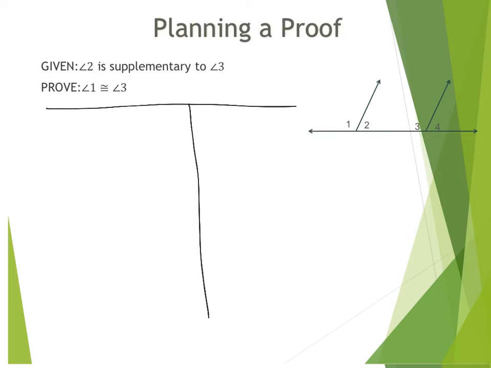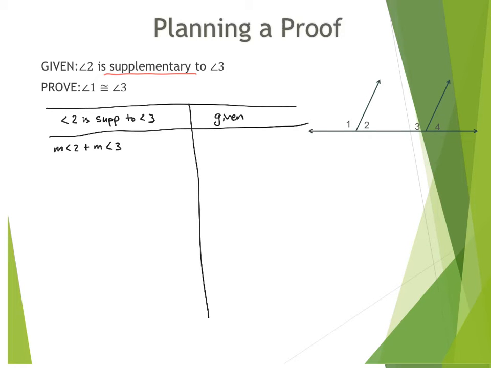So on this one, we know that angle 2 is supplementary to angle 3, and this is my given. Now, off the bat, I notice that I have a vocab word of supplementary. So I'm going to go ahead and use that vocab word first. So the definition of supplementary angles means that these two things add up to 180. So I have the measure of angle 2 plus the measure of angle 3 is equal to 180 by the definition of supplementary angles.